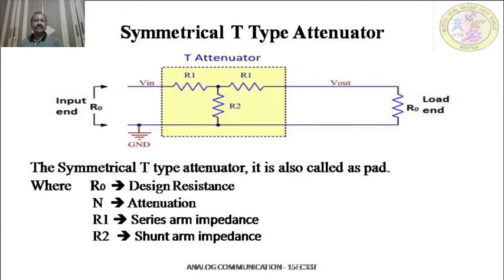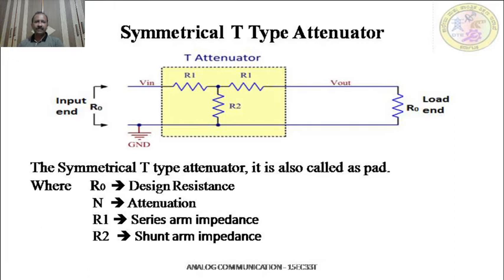Next, you are going to study the symmetrical T-type attenuator. Symmetrical means the input impedance is equal to the output impedance. This circuit shows the symmetrical T-type attenuator. Why is it called T-type? You can see resistor R1, and two R1s are available. They are called series resistances, and R2 is called a shunt resistance. These three resistors are connected in the letter T, so this circuit is called a T-type attenuator.